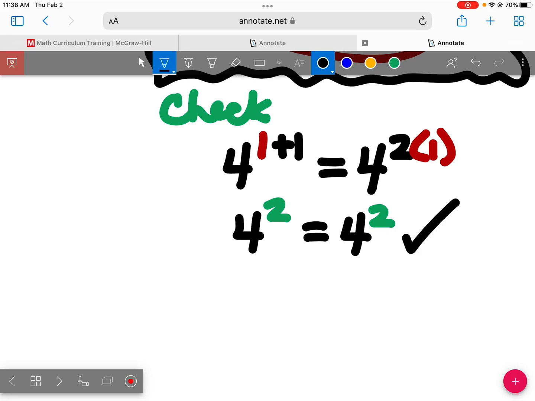So now we're going to go look at example A, because do my bases match on example A? No. So I can't just take those exponents and set them equal. Can you make the bases match? Can we make the bases match? Yes, we can. Let's look at that bigger base. Look at the 64.